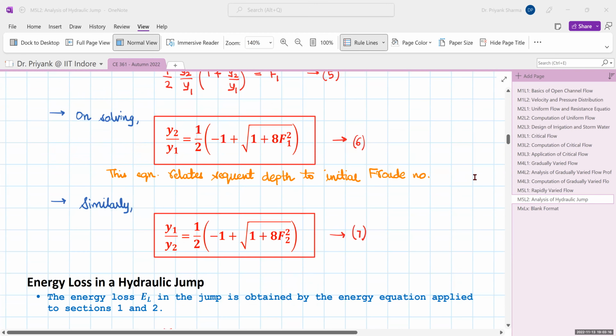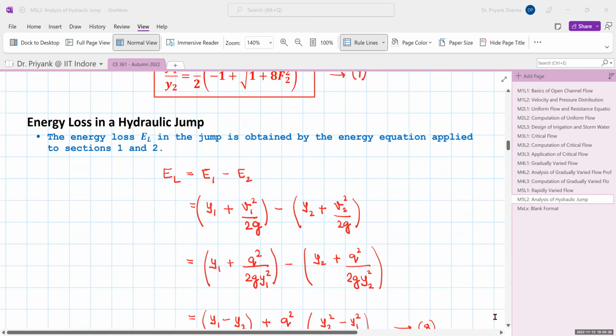Now, if you solve this equation for y1 by y2, you also yield a similar form, but the only thing is it is in terms of F2. So these two forms of the equation are very helpful in solving any problem of hydraulic jump. So after this, we have also seen there is energy loss in the hydraulic jump. So let us derive how the energy loss is computed.